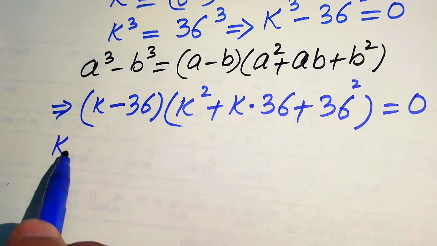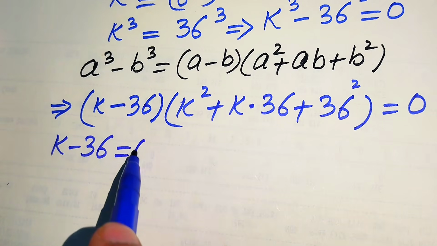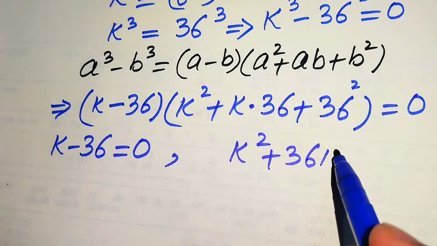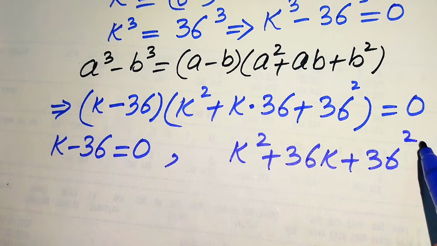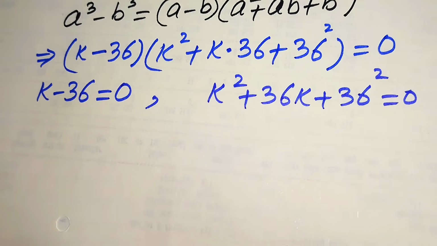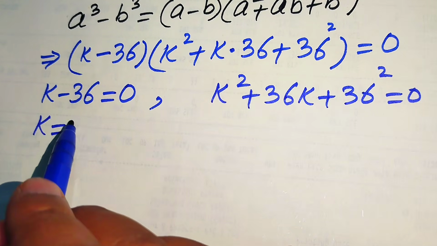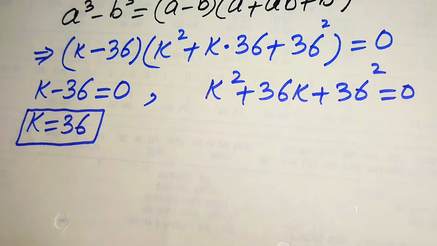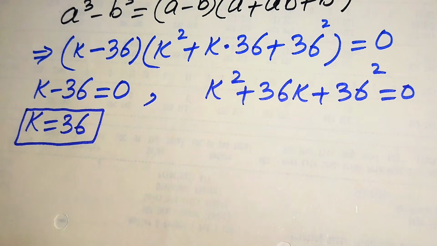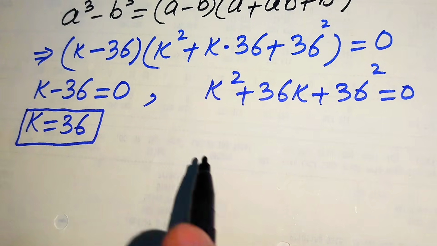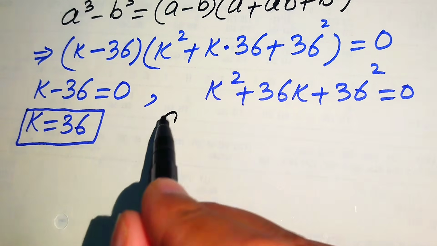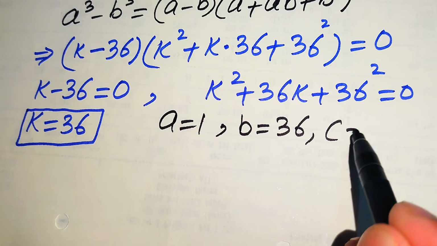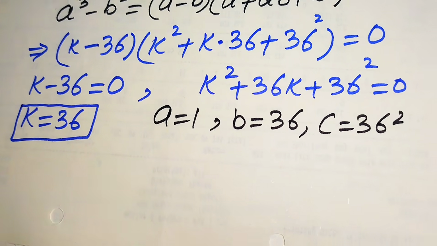So we divide this equation into two cases. The first case is k minus 36 equals 0, and the second case is k squared plus 36k plus 36 squared equals 0. From the first case we easily get k equals 36. This is the first real root of the given equation. From here we use the quadratic formula to solve the quadratic equation. First we write the coefficients: a equals 1, b equals 36, and c equals 36 squared.